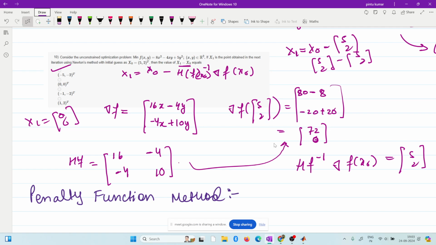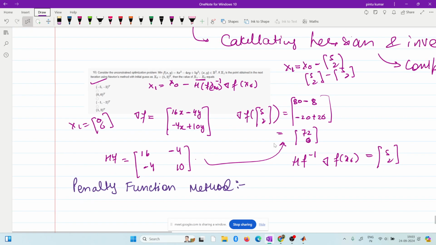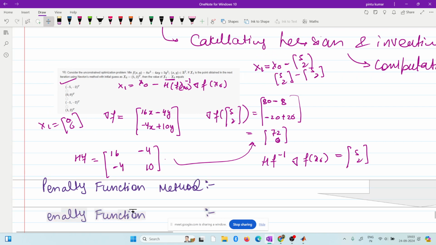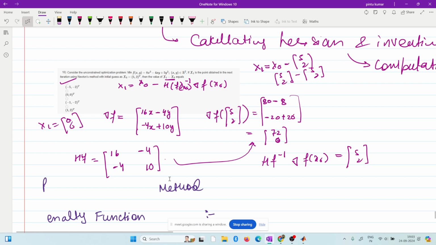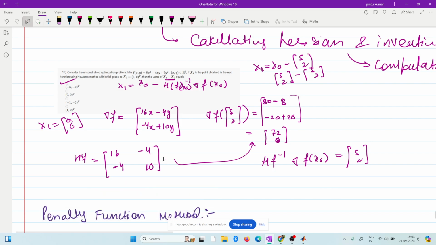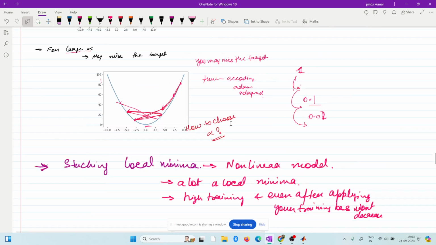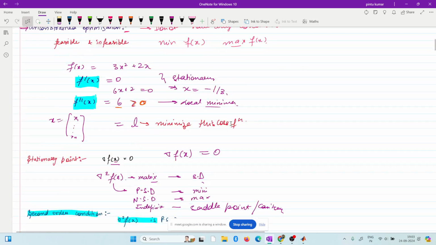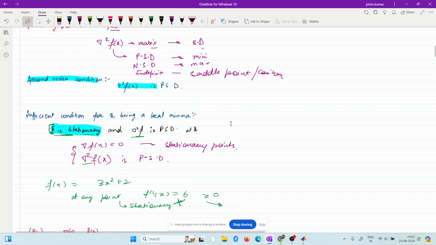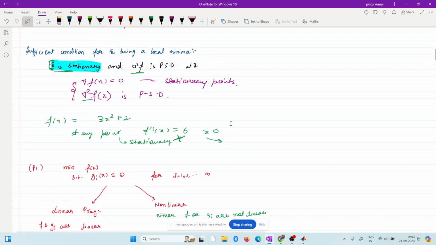Okay, so this was about Newton's method. We'll talk about the penalty method after I talk about constrained optimization. We'll come to this towards the end. And now let's go back to the way the instruction started in that particular course. We'll go to the top. Okay. We talked about stationary points and those kinds of things.